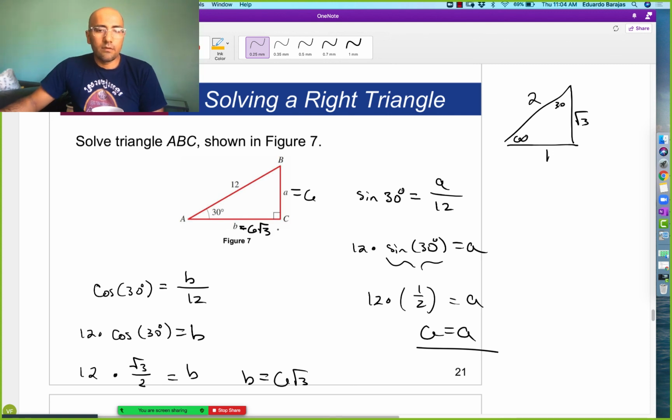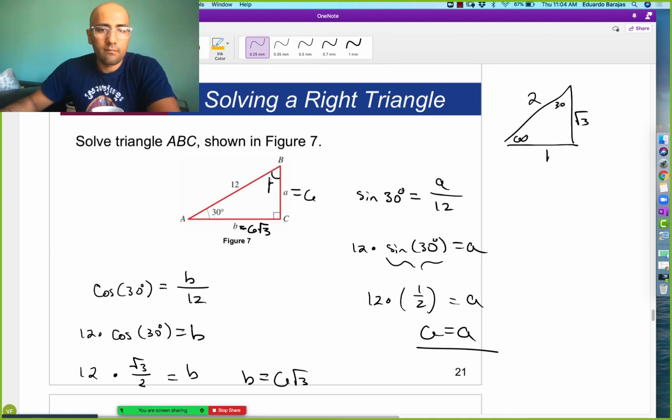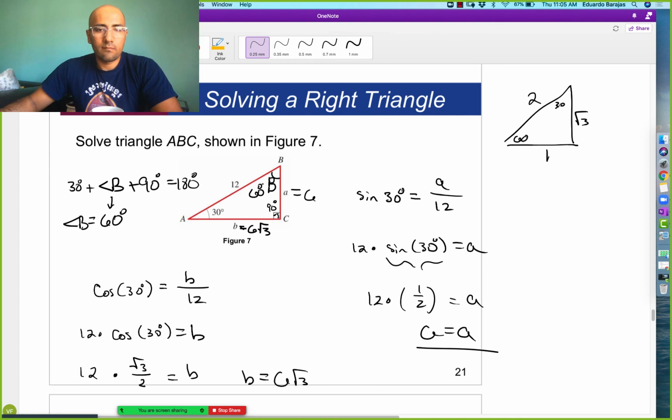6 root 3. And then knowing that the sum of the interior angles of a triangle must add up to 180. If this is angle, I don't want to say angle B. It's angle capital B. It must be true that 30 degrees plus angle capital B plus the 90 degrees, which is this guy, must add up to 180. So from there I can see that this must be 60 degrees. 30, 60, 90 degrees. Good? Questions? And so I've solved the triangle. I found all the interior angles and I found all 3 sides.